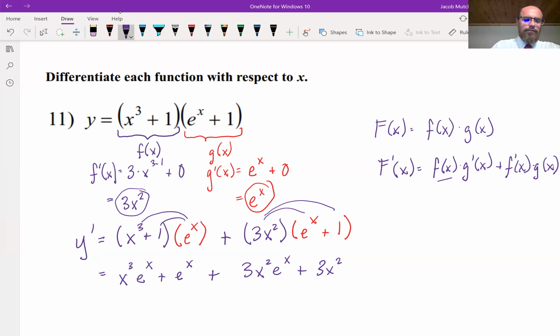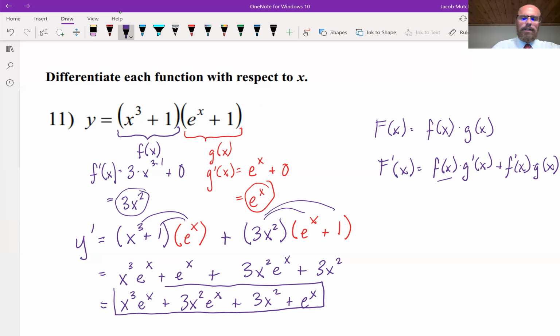If you wanted to organize it so that it's in descending powers, we could do x to the power of 3 e to the power of x, plus 3x squared e to the power of x, and then plus 3x squared plus e to the power of x. Definitely that's not the only way to write that. That's just one way to organize the four terms in that polynomial. So that's a fourth example.